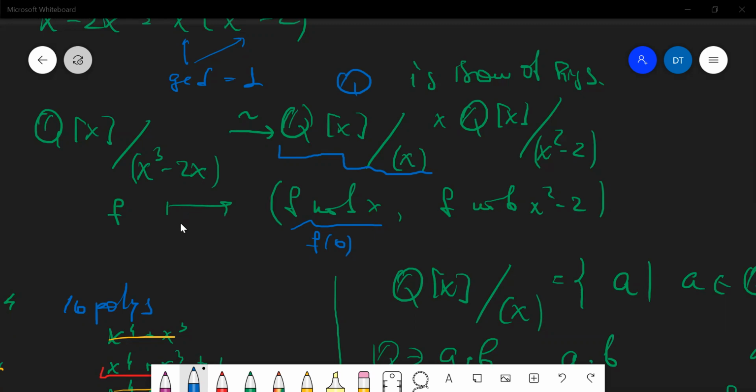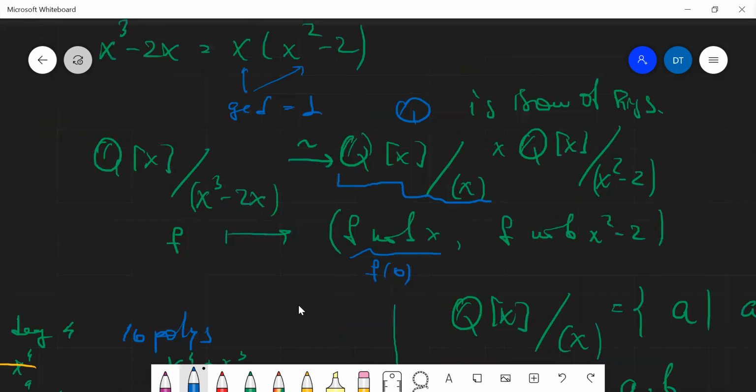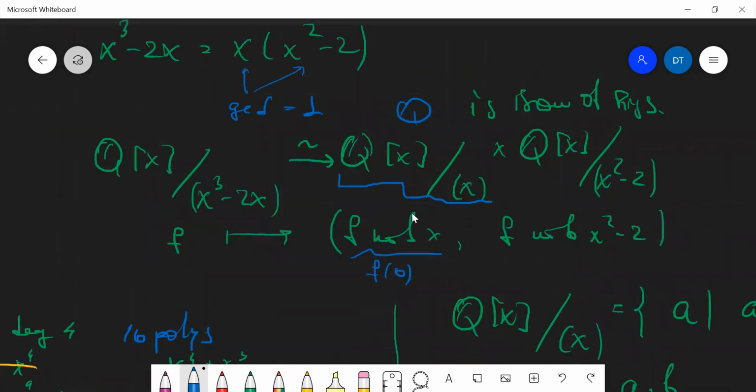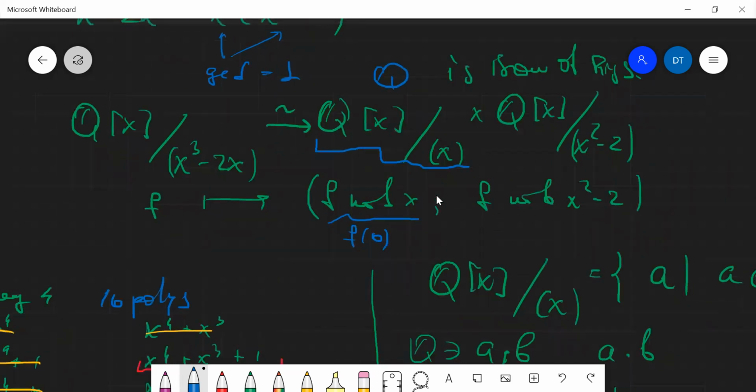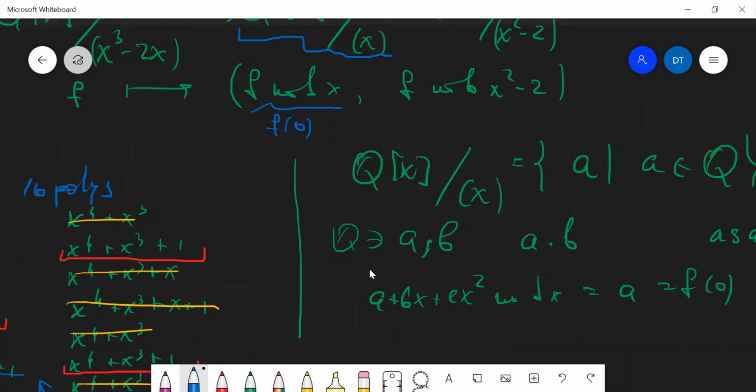But before switching to the second question, are there any questions regarding what I was explaining here? Yeah, I have a question. Why is it f of 0? Again, if you have a polynomial f, what is the remainder of this polynomial with respect to x?